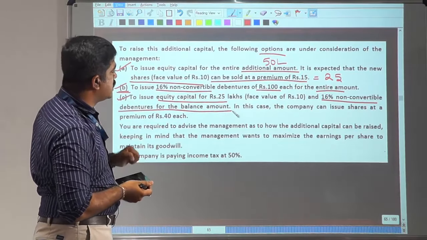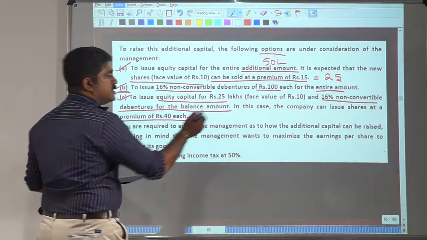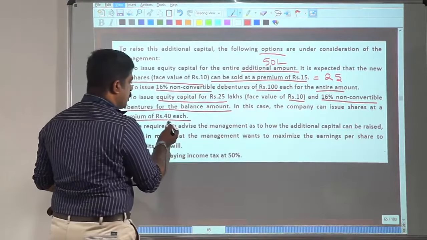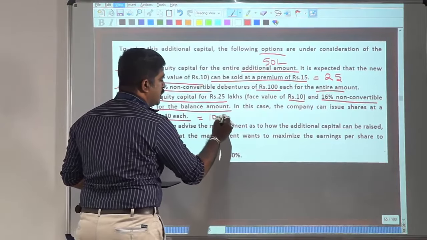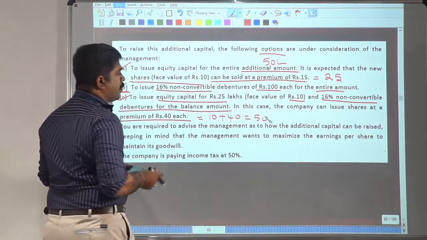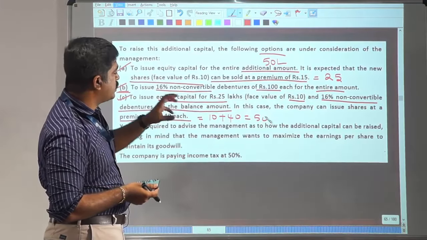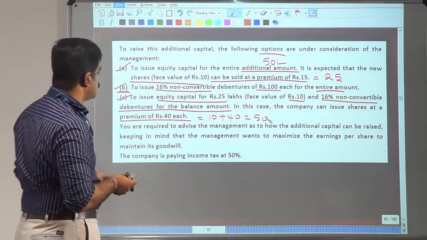In this case, the company can issue shares at a premium of 40 each. What is the face value? 10. What is the premium? 40. So they are going to issue at 10 plus 40, that is 50. 25 lakh is the capital that is raised. Value per share is 50. So if you divide, you will know the number of shares, and that information will be used in EPS.